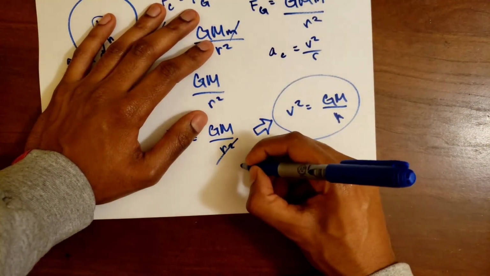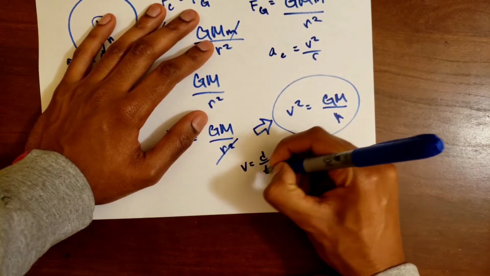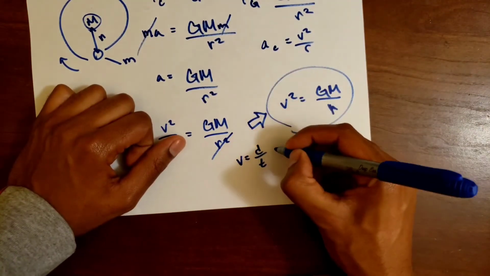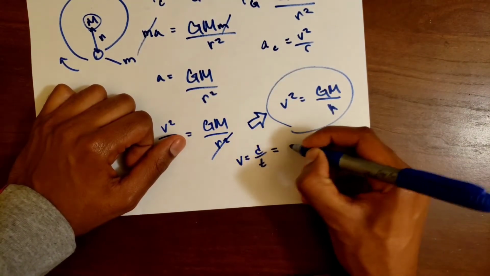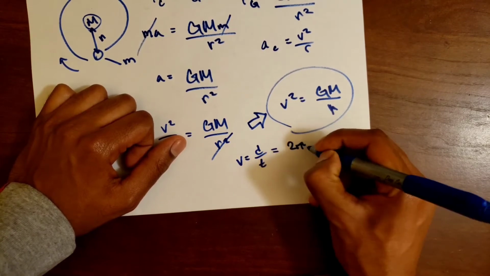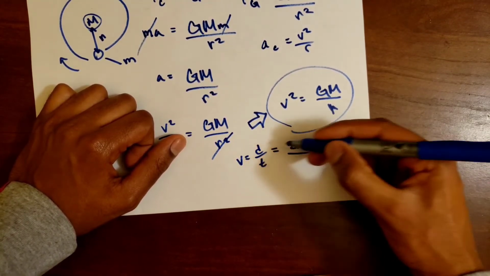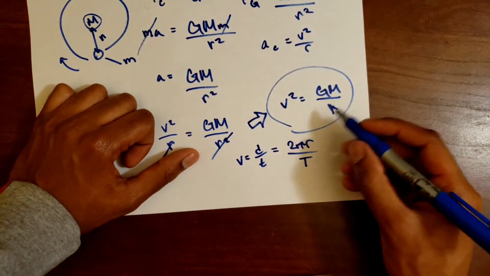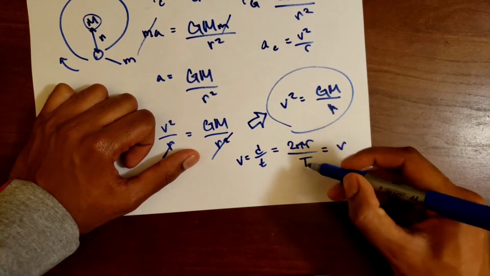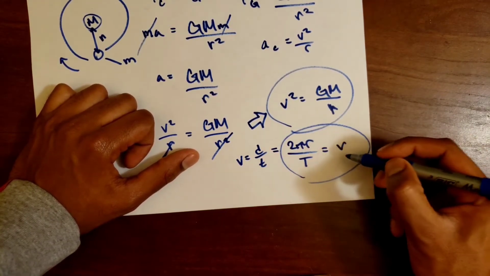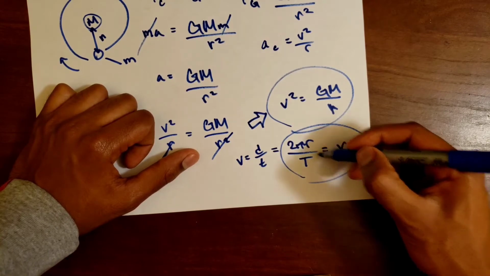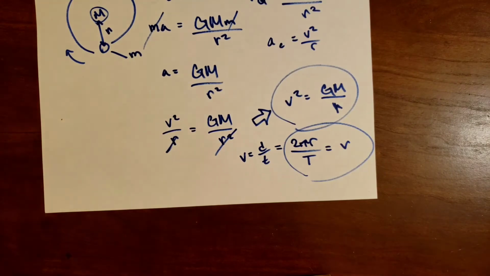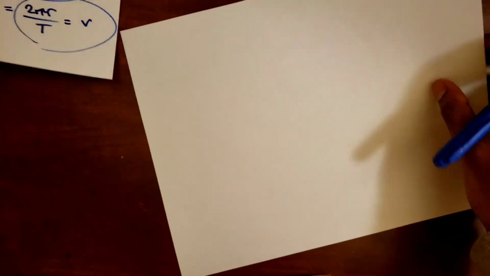So the way I thought of it was we know velocity is equal to distance over time. And in this case, the distance that we're interested in is the path around the circle. So we can say distance is the circumference of the circle. And in this case, time would be period, because period is the time it takes to make one full revolution. So we have 2 pi r over T is equal to v. So we can take this value for v and then substitute it for v in this equation, which will give us an equation that has period in it, which is what we want.